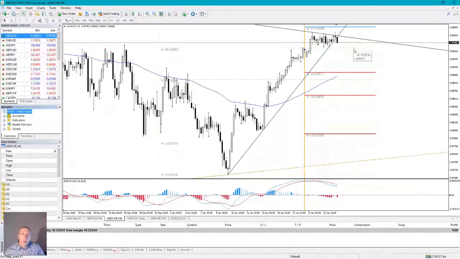50, it will probably go down to test this zone, and it means that euro dollar then will spike to the upside.